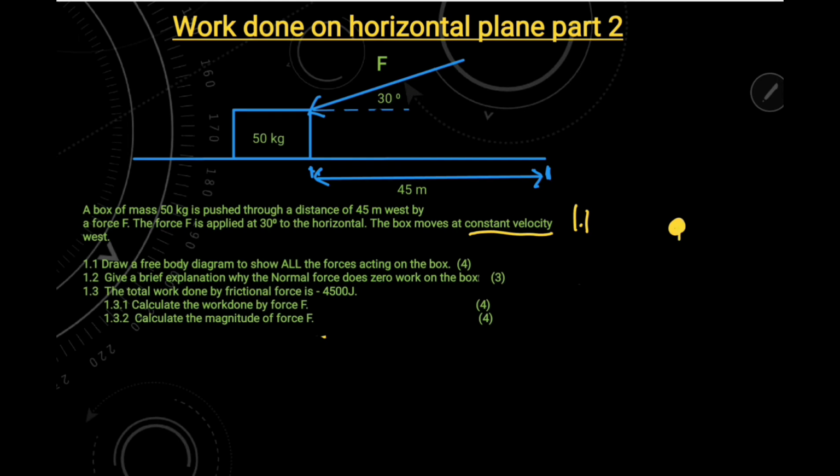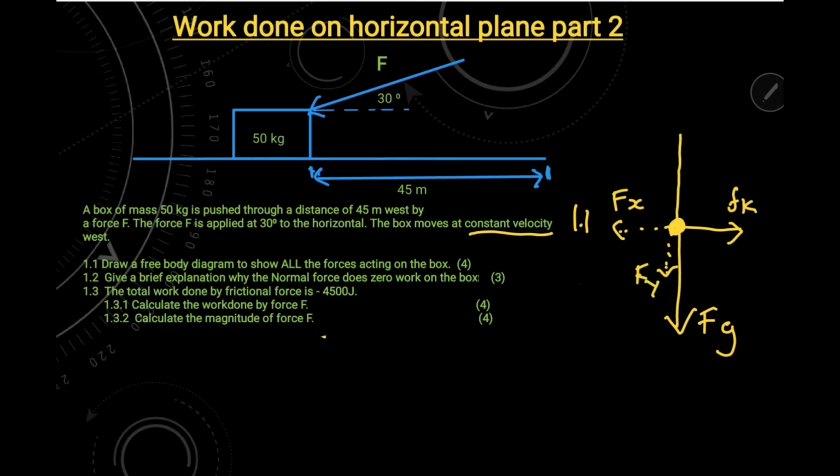So we've got Fg, weight going vertically down. We've got the frictional force always in the opposite direction of motion. Since the box moves at constant velocity, the force that is balancing the friction must also be equal. So we know in this case it's going to be the component of that force, Fx. The other component of F goes vertically downwards, that is the y component, and then the normal force always goes vertically up.